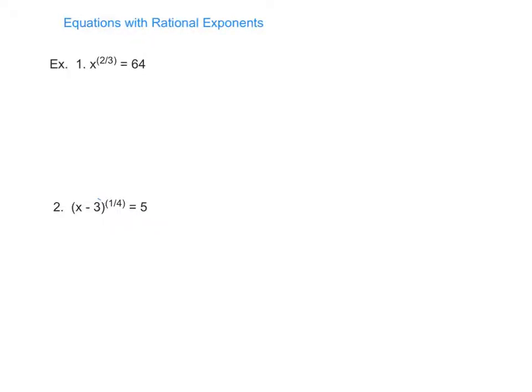In this lesson, we're going to look at solving equations with rational exponents. Rational exponents are like x to the 2/3 or the quantity x minus 3 to the 1/4. My goal is still to find the value of x that makes that equation true, because we are solving. In this first one, x to the 2/3 equals 64, what value of x is going to work?